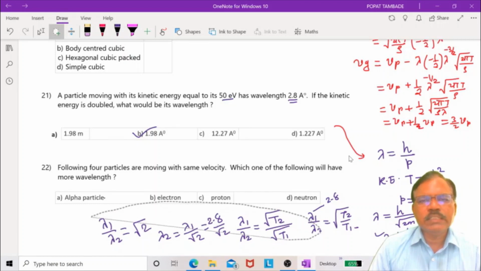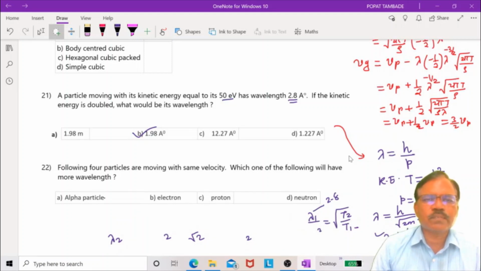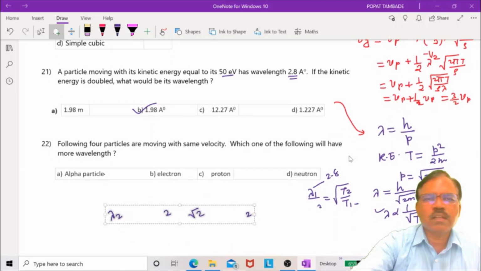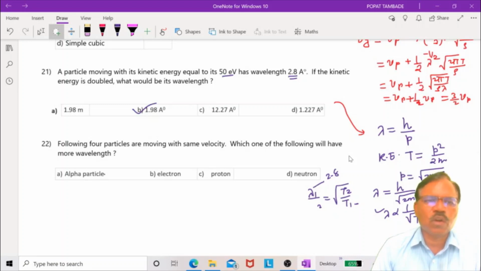Now next one is: the following four particles are moving with the same velocity. Which one of the following will have more wavelength? So we have alpha particle, electron, proton and neutron.